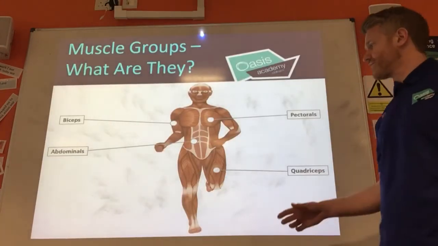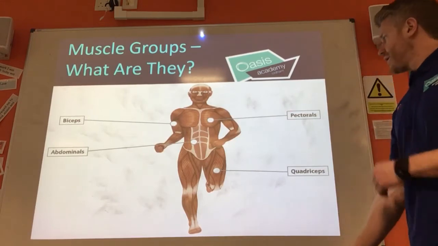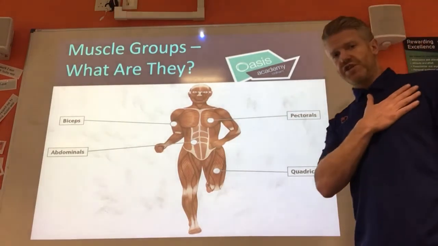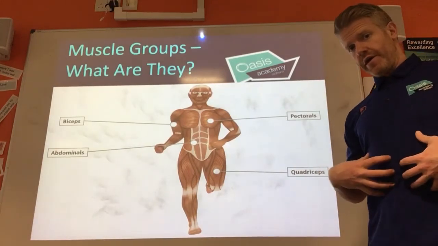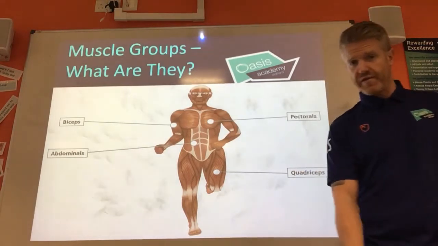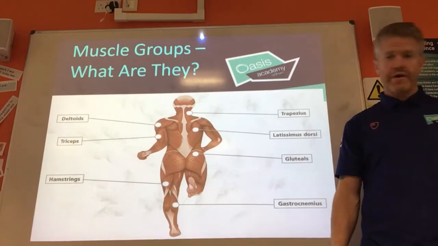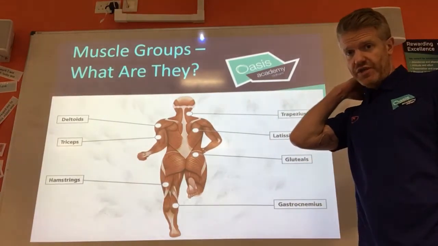Okay, so the first muscles you need to know are the biceps in front of the arm, the pectorals, which is the chest, your abdominals, which is your core area here, your stomach, and your quadriceps, which are on the front of your thigh. Okay, at the back of our body, we've got our trapezius, which is just here.